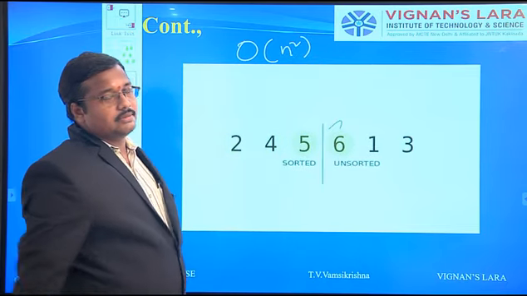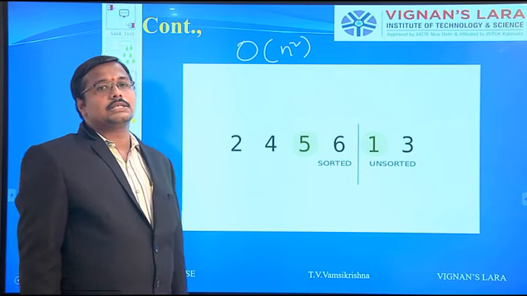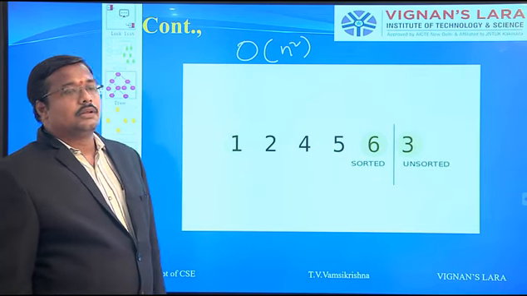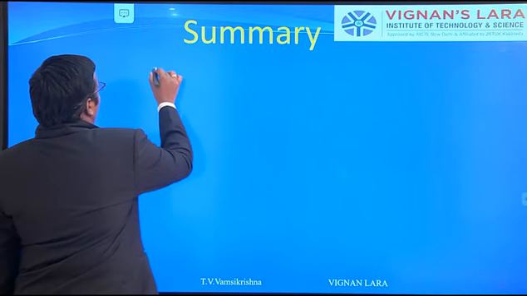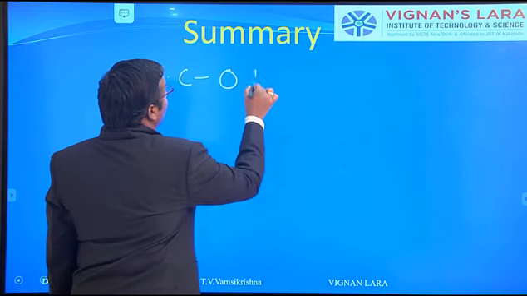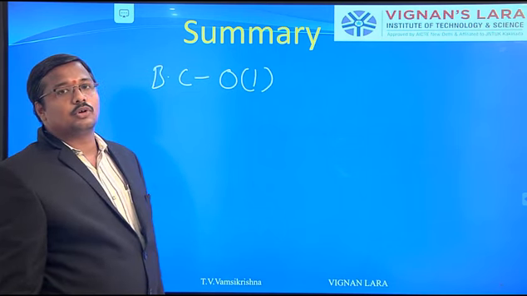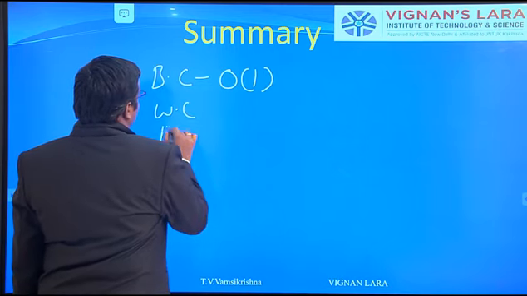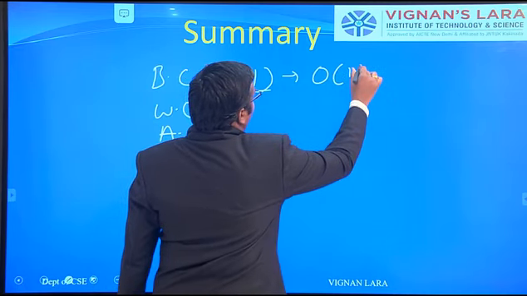This is a simple animation to analyze what insertion sort is. One more question: what is the best case time complexity of insertion sort? It is purely big O of 1, constant time complexity. No doubt about it. In the worst case and average case, some textbooks also mention big O of n.